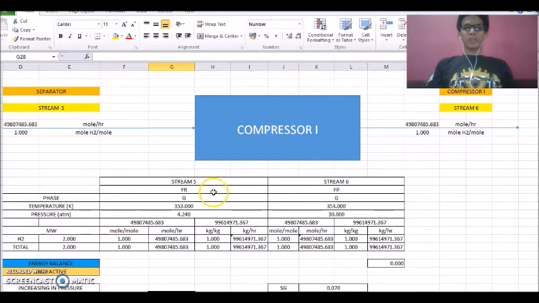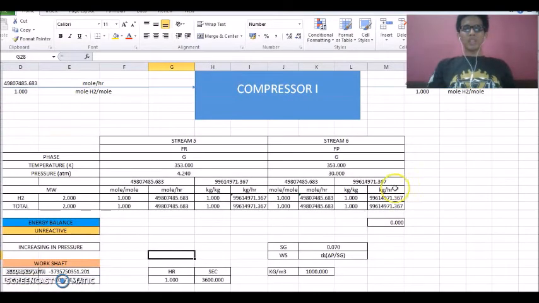I will explain about the compressor. So first of all, the function of the compressor is to increase the pressure. So this is our compressor. The temperature from outlet to inlet is the same, which is 80 degrees Celsius or 353 Kelvin. But the pressure changes from 4.240 atm to 30 atm.